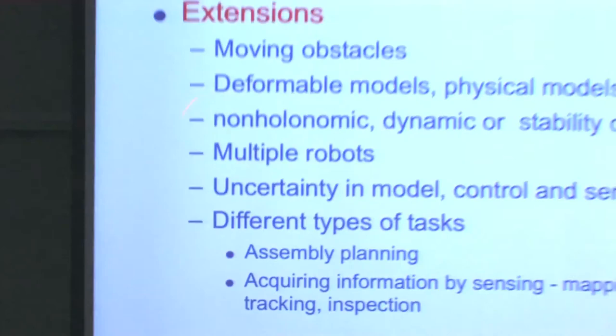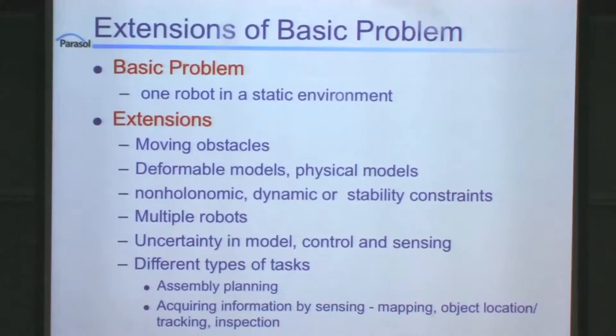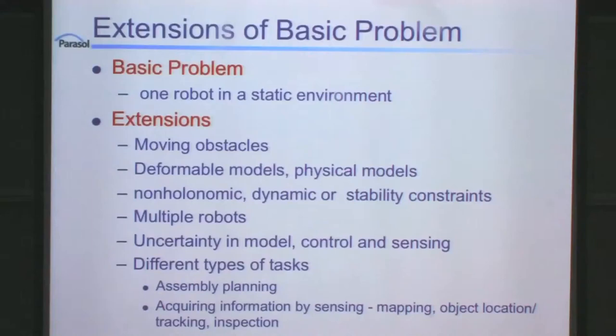And you have moving obstacles. So when people first started studying this problem, there was a static environment, you had one robot, and it was a rigid body. You can have moving obstacles. You may have actually deformable robots. You have something that has a tether to it, some kind of a cable. Multiple robots, lots of different kinds of constraints, like how it might move, say, a car. You have uncertainty in your model. You don't really know precisely how big things are or where they are. They may have moved.